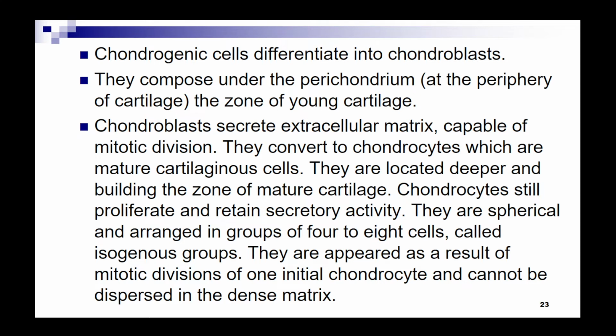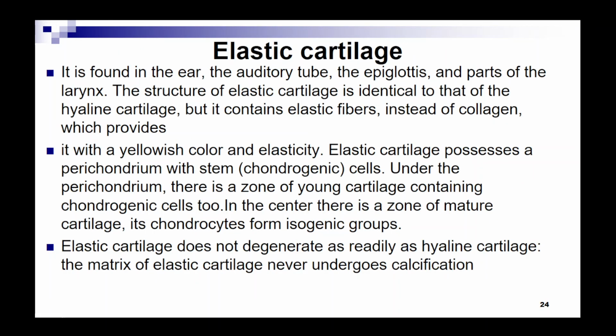Chondrocytes still proliferate and retain secretory activity. They are spherical and arranged in groups of 4 or 8 cells called isogenous groups. They appear as a result of mitotic divisions of the initial chondrocytes and cannot disperse in the dense matrix. Elastic cartilage is the second type of cartilage.